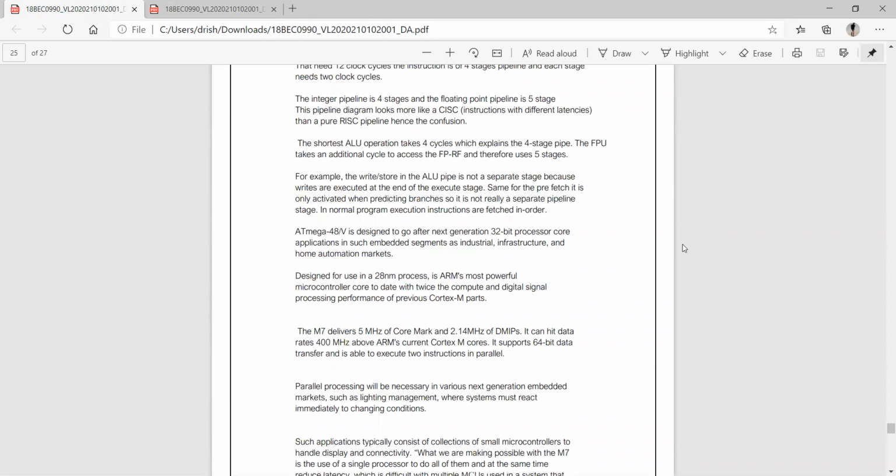For example, the write-back in the ALU pipe is not a separate stage because writes are executed at the end of the execute stage. Same for the prefetch, it is only activated when predicting branches, so it is not really a separate pipeline stage. In normal program execution, instructions are fetched in order.